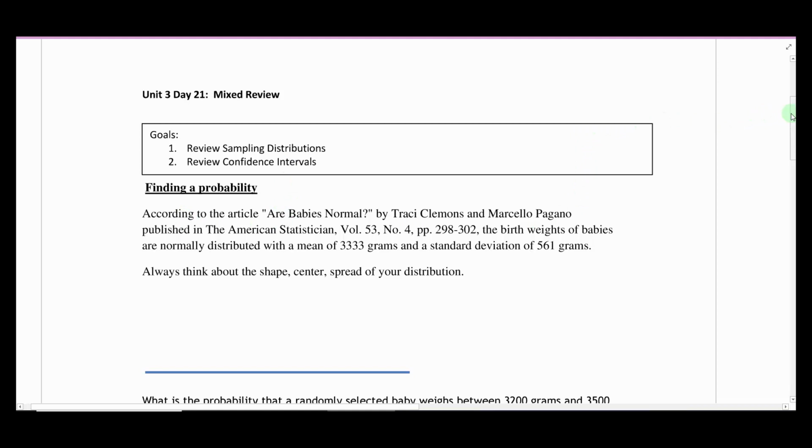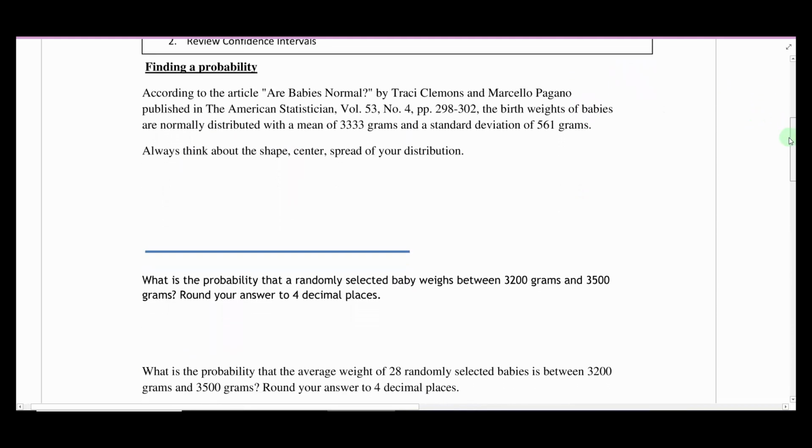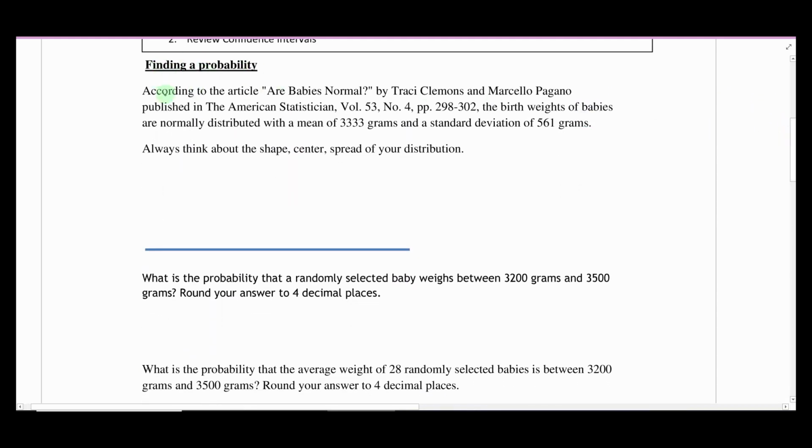All right. So let's talk about sampling distributions first. Essentially, what we're doing here is we're finding a probability. When we read this problem, at some point, they're going to ask us to find a probability. Sometimes we will use the normal distribution for the population, and sometimes we'll use the normal distribution for a sampling distribution from the population. We have to make sure that we can distinguish between the two. So let's read this and I'll start pointing out those little nuances.